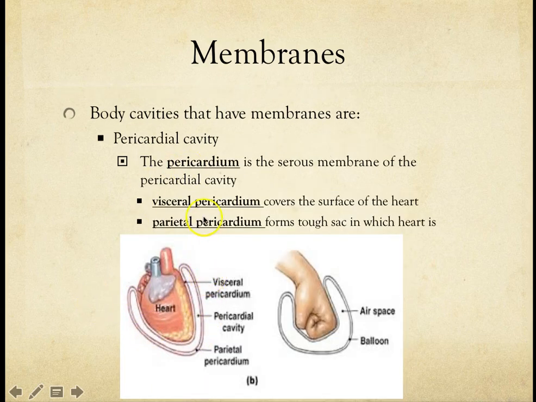Surrounding your heart, you also have visceral and parietal membranes. In this case, we don't call them pleura, we call it pericardium. So similarly, visceral pericardium will cover the surface of the heart, whereas parietal pericardium forms a tough sac that the heart is actually going to sit in. And again, in between the two, there's going to be fluid. Because again, as the heart is moving constantly, while you're alive at least, you want to make sure that it's not going to be sticking to the lungs or to itself.